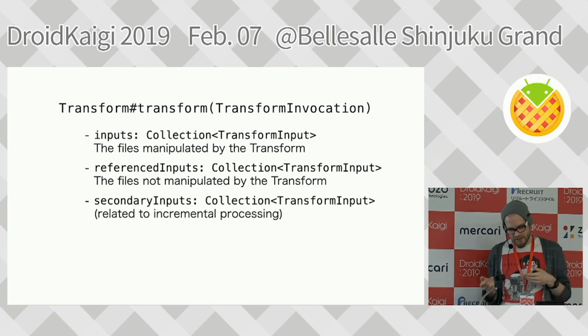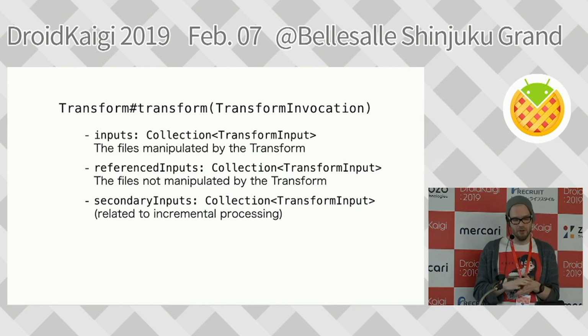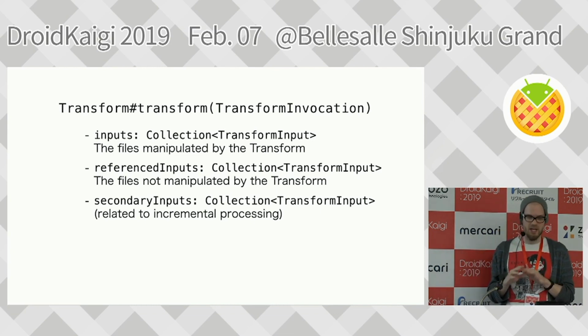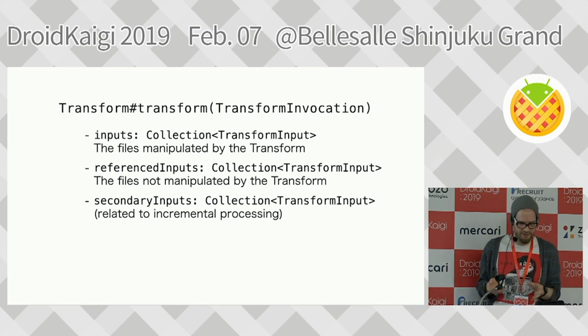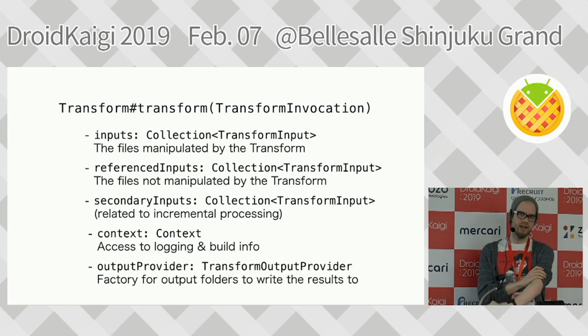There's also a thing called secondary inputs. It's just another type of content if you require it. It's mostly used for incremental processing. It's going to be outside of the scope of our use case. Finally, we have context and output provider.